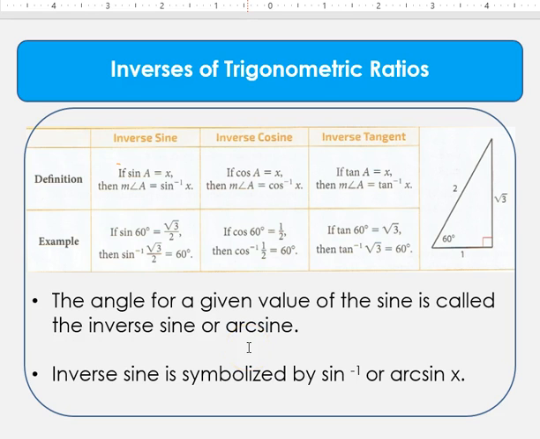The angle for a given value of the sine is called the inverse sine, or way back they used to call it arcsine. Inverse sine is symbolized by using this -1 superscript, just like you would if you're saying a squared or b squared, and it'll be sine -1, or they also call it arcsine x. Cosine would be arccosine x, and tan would be arctan x.